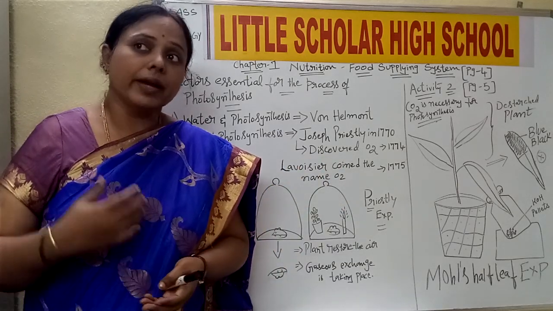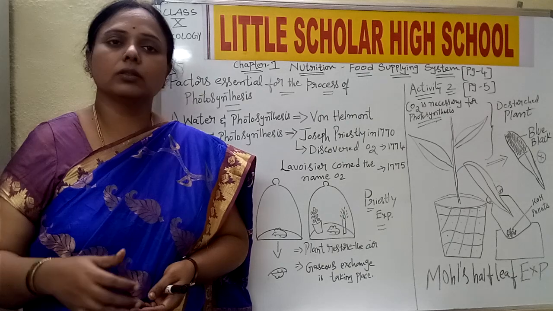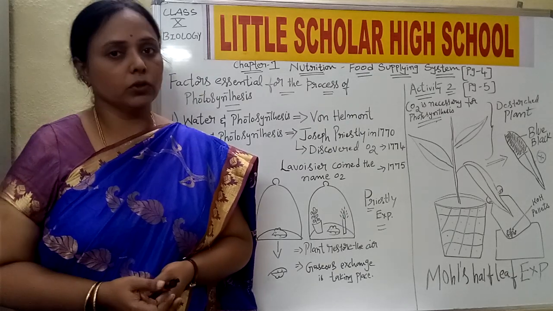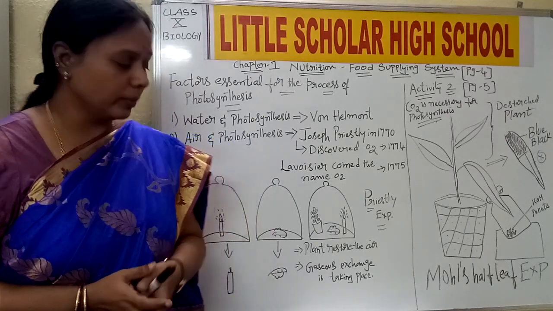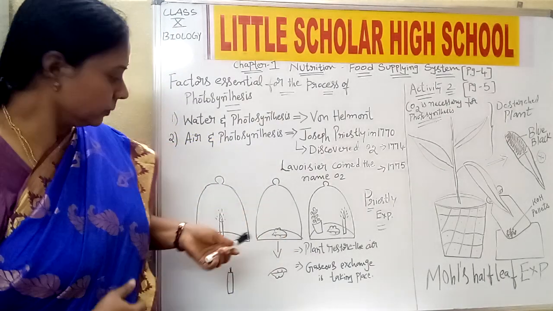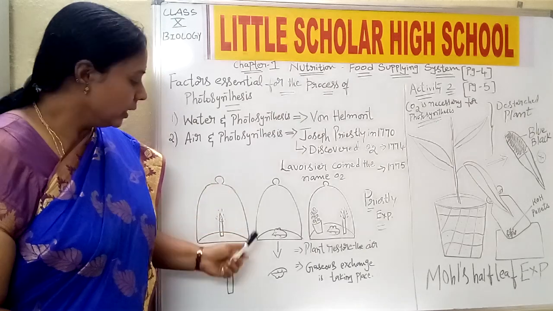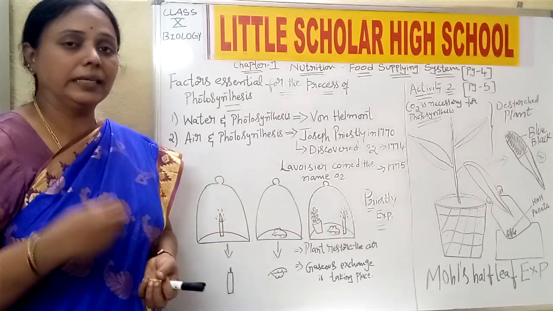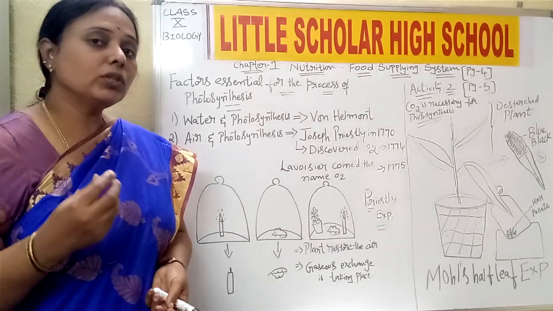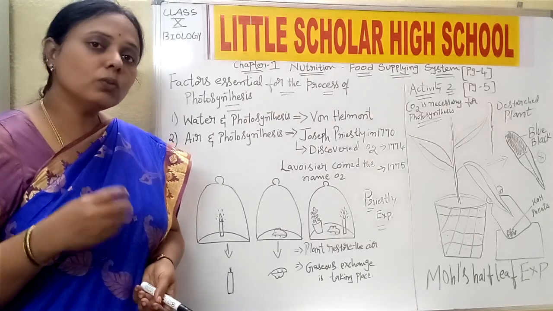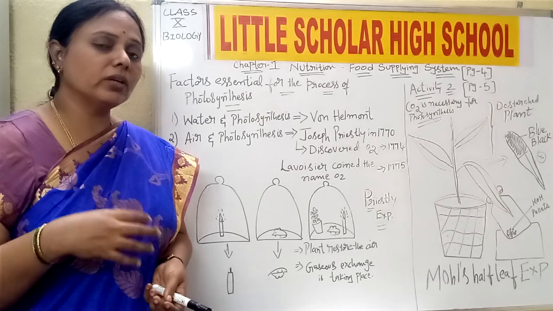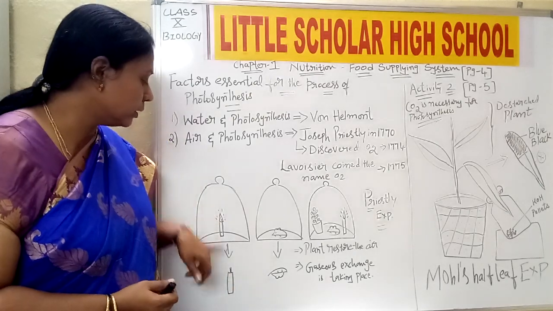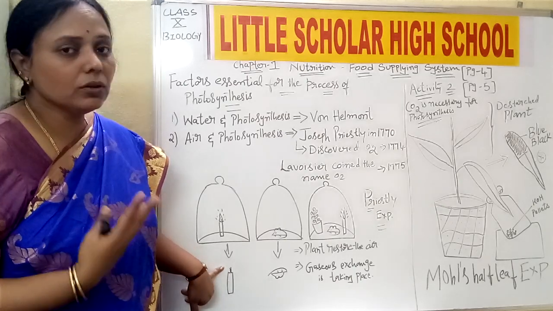Now to find out the role of air in photosynthesis, he conducted an experiment for which he used a bell jar. He kept a glowing candle in that bell jar. The candle was glowing for a certain period of time, but after some time the candle stopped glowing, or it got extinguished.